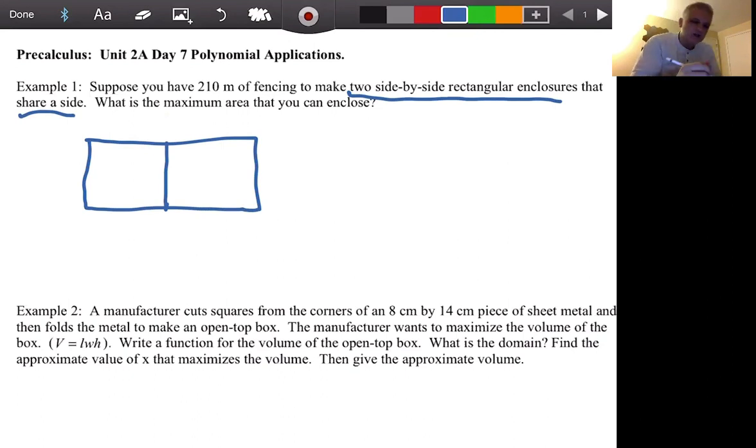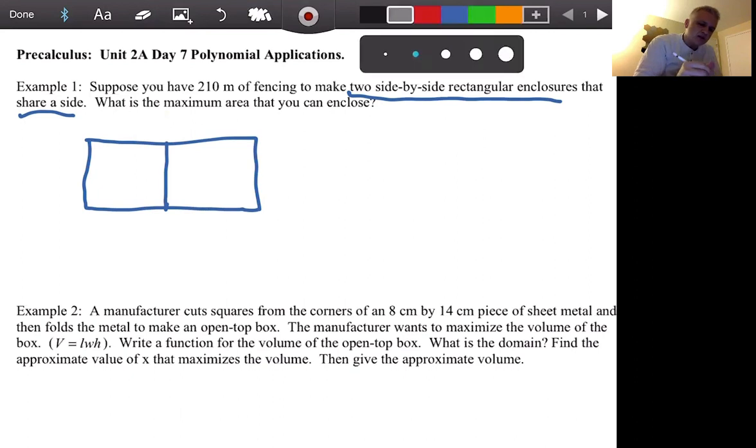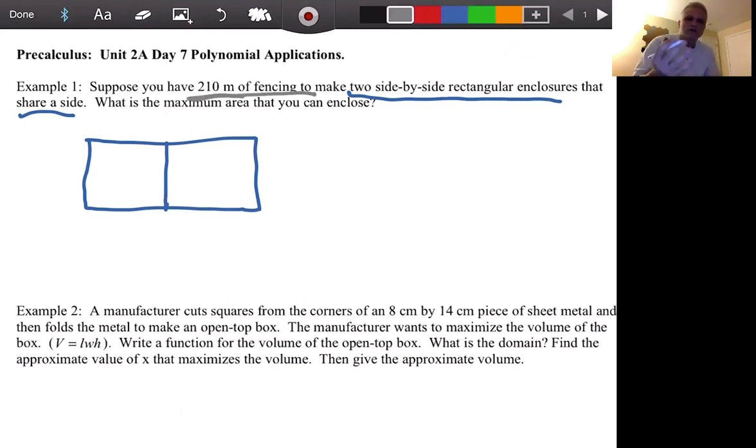So this is kind of like saying I have this much fence, and maybe you want to plant a garden, and you want to get the most square footage, or in this case square meterage, that you can make use of with that fencing. So you have the fencing, you want to maximize how much area you can put inside of it.